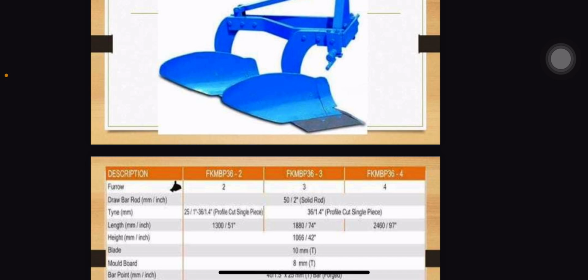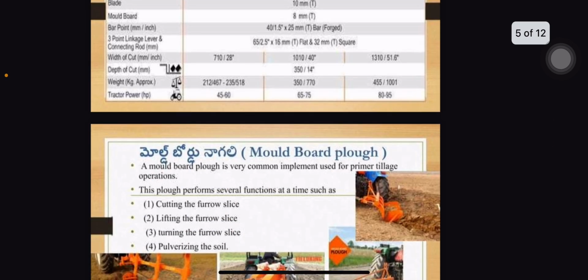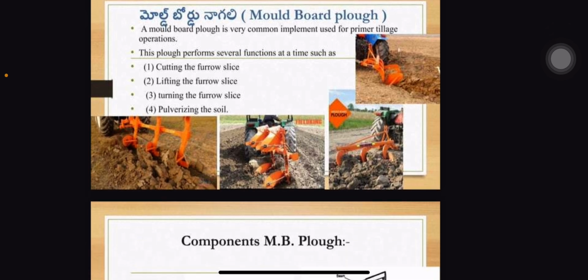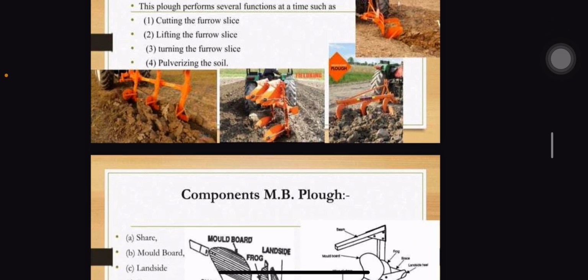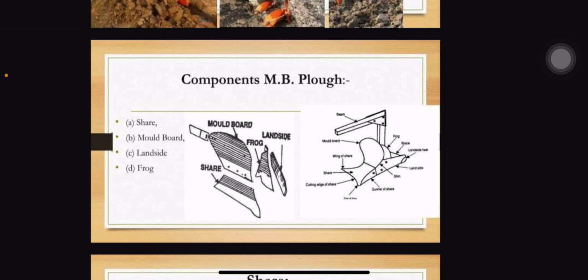Whenever it penetrates into the soil, the moldboard turns the soil. In this condition, we can see the performance: cutting the furrow slice, lifting the furrow slice, and also turning the furrow slice. Then it pulverizes the soil. Pulverize refers to the destruction of soil into a minute, powder-like structure. So these are the components of a moldboard plough.